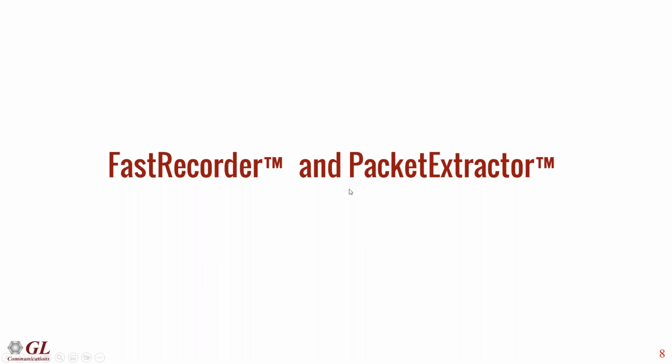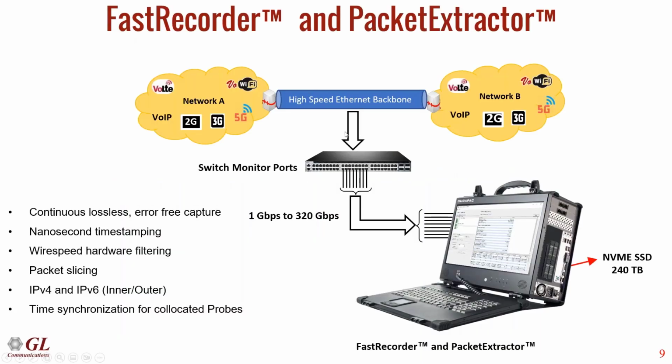Let's dig a little deeper and talk about these two applications, FastRecorder and PacketExtractor, which are used to do this high-speed capture operation. First off, like I mentioned on the previous slide, we connect to the monitor ports on a switch. We feed it into the PacketScan HD system. Now, the PacketScan HD system can do continuous, lossless, error-free packet capture, and we will talk about the PacketScan software in a little while. It comes with our proprietary PacketScan software, so in real time you'll see all the information showing up on the screen, all the packets and everything. We have nanosecond timestamping capability. A lot of our customers these days are asking for very precise timestamping. They're looking for specific events taking place on the network.